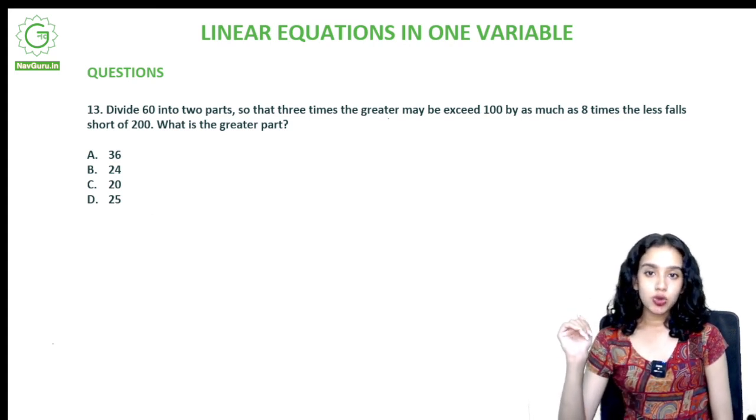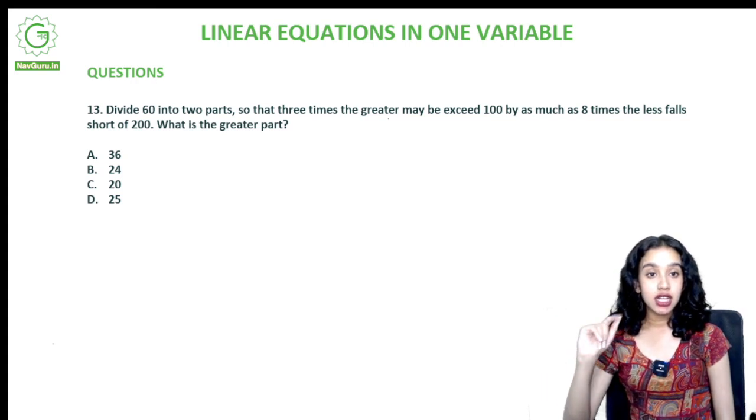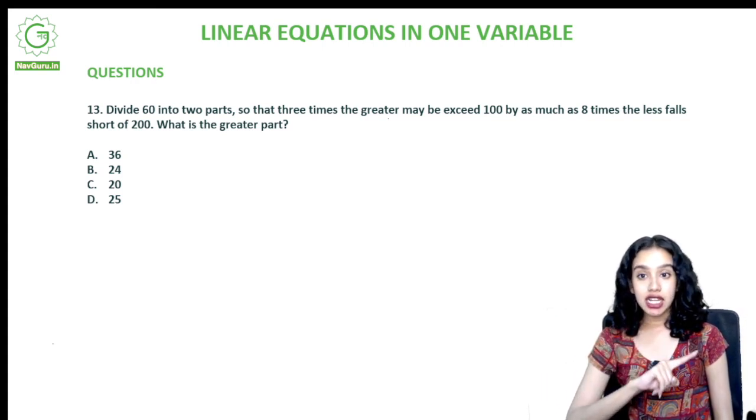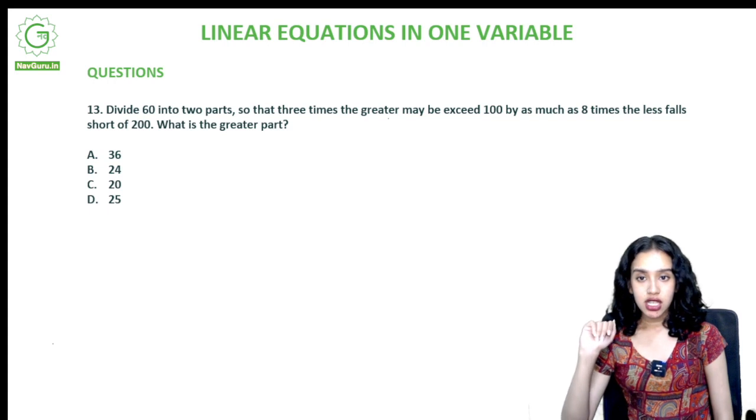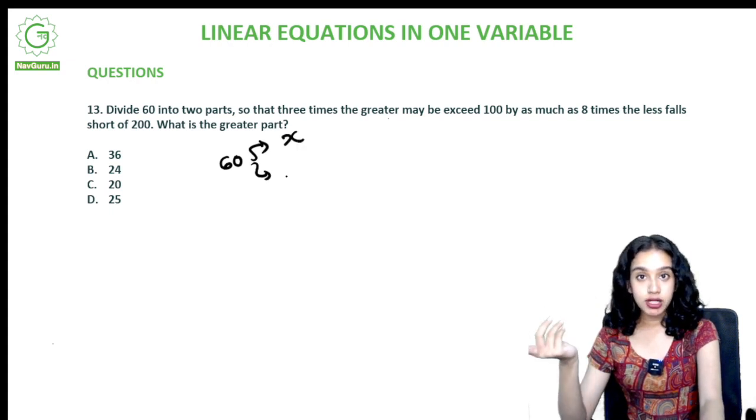Divide 60 into 2 parts so that 3 times the greater may exceed 100 as much as 8 times the less falls short of 200. So what is the greater part? So we have 60 divided into 2 parts, right? So one would be x, and what would be the other part? It would be 60 minus x.